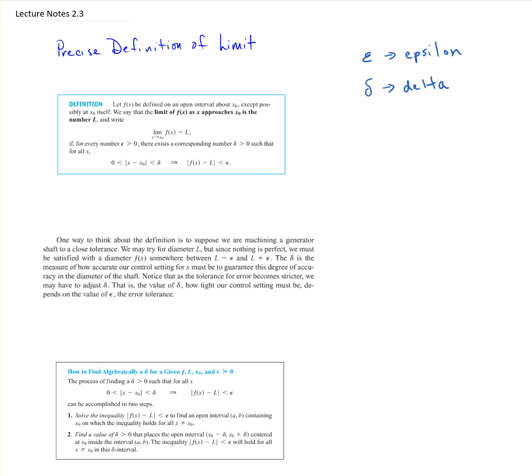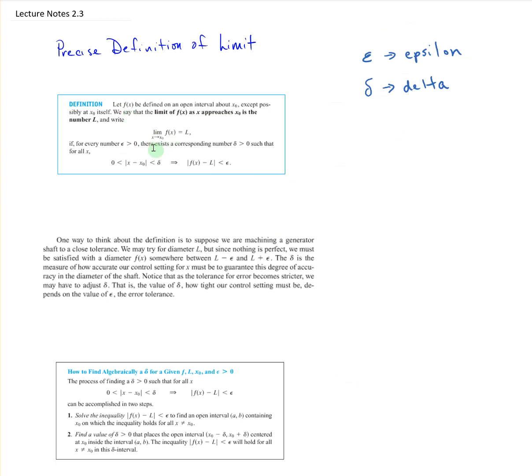This is section 2.3, the precise definition of a limit. So, a couple of things to note here. This thing that looks like an E is called epsilon. This is the Greek letter delta. So when you see these in your formulas, epsilon and delta.